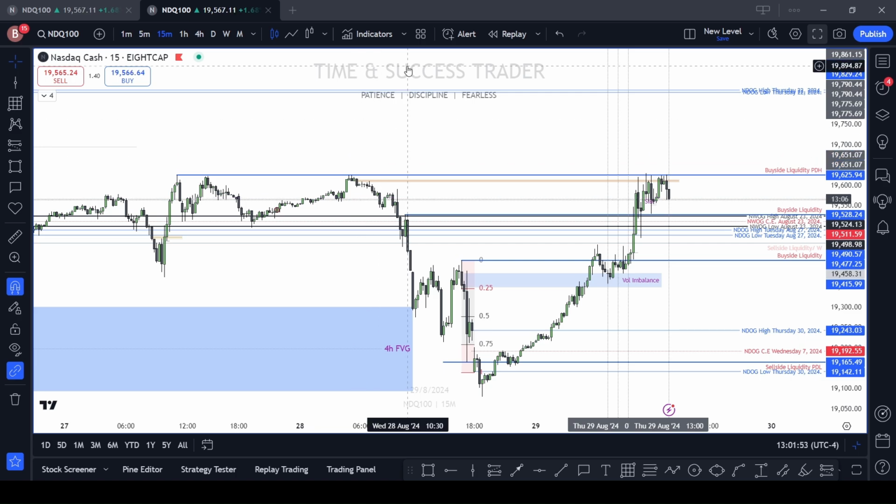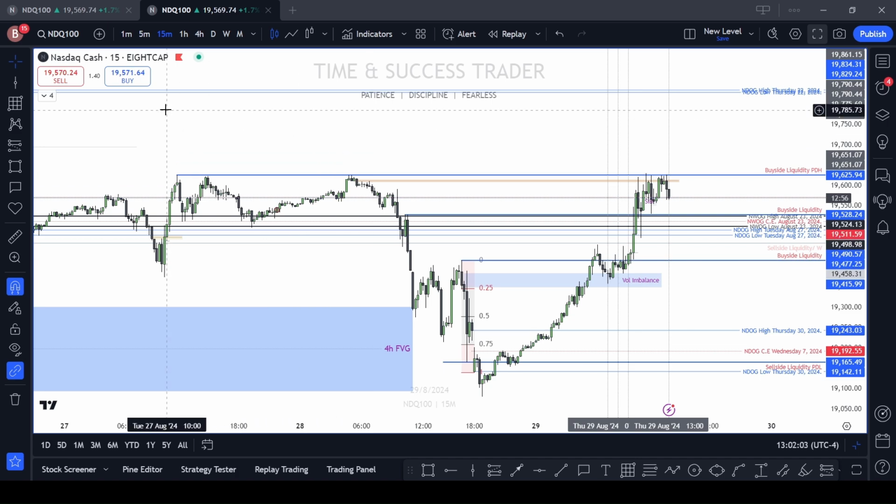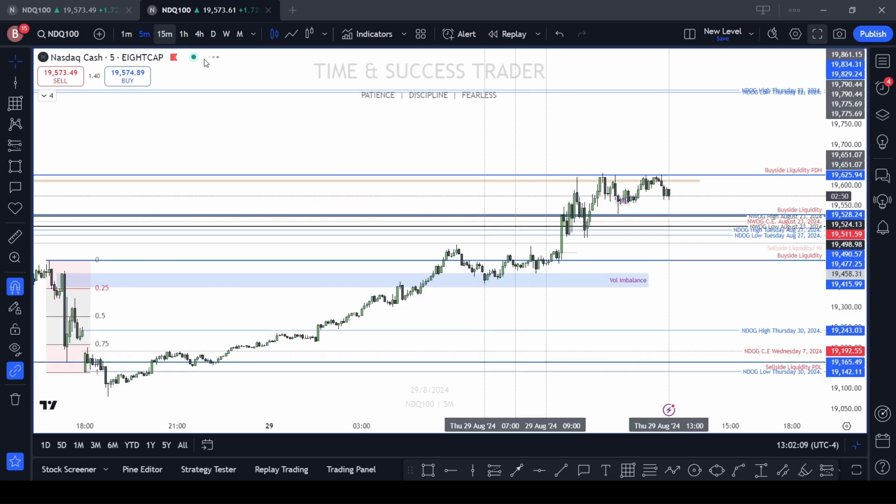Let's look at our 5-minute. Not sure if we want to just trade halfway and then push to the upside, or we're going to trade all the way down. But we will see. Let's look at our 5-minute.